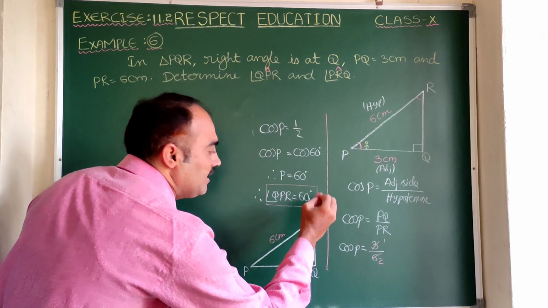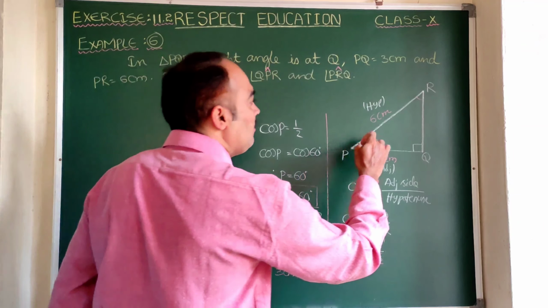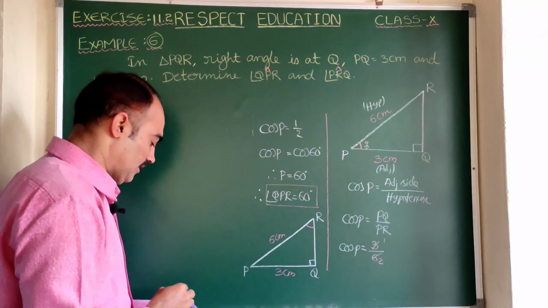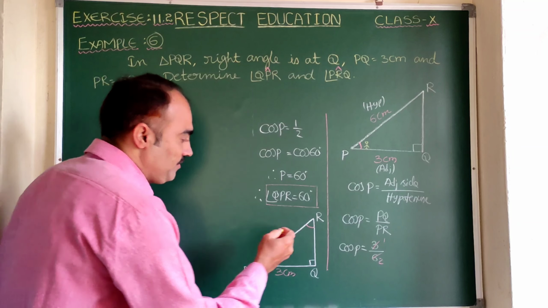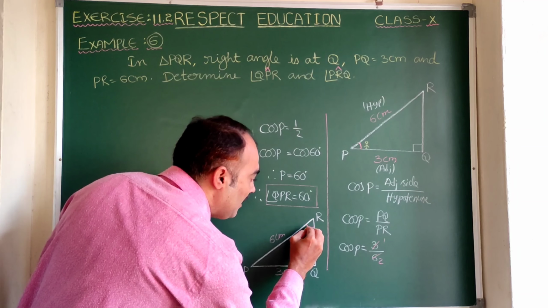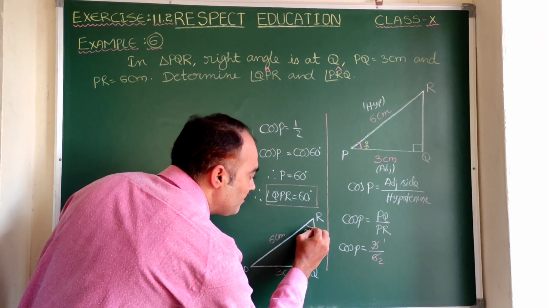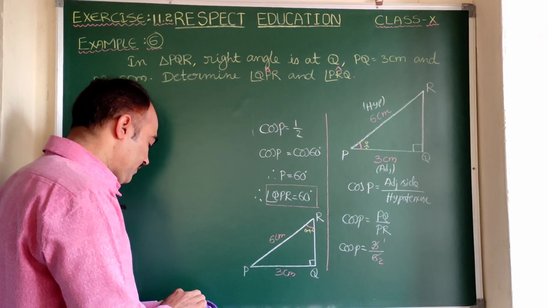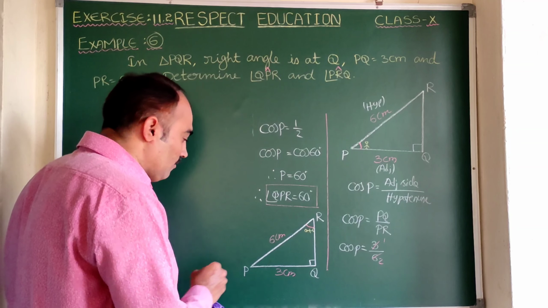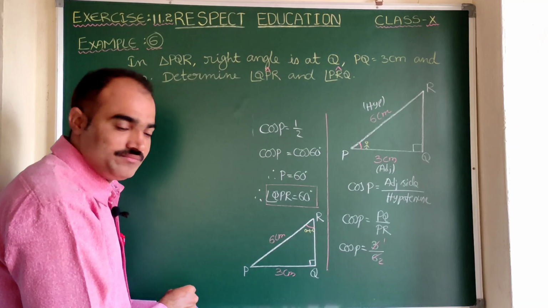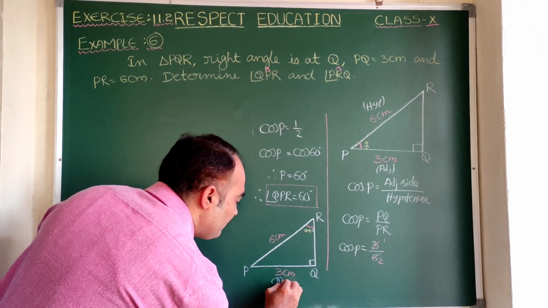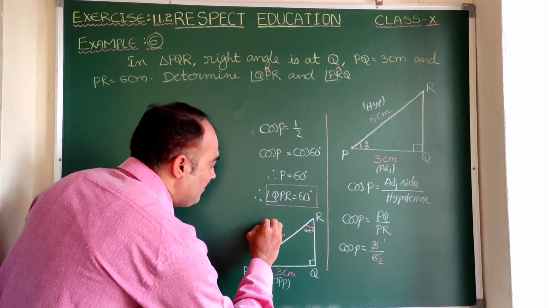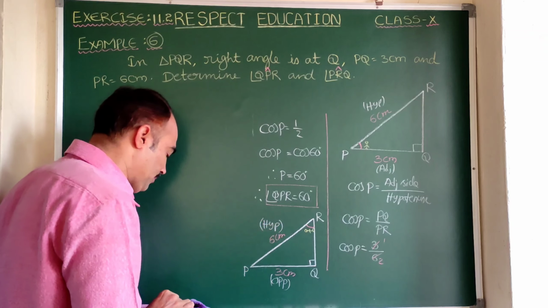Now we have to find angle R. Here we found angle P, so let us remove this. Now here we are finding angle R. You just imagine that you are standing at the angle R. This is the base. Now if you are standing at R, what is PQ for this angle R? Opposite side. What is PR for this angle R? Hypotenuse. So the given values are opposite side and hypotenuse.